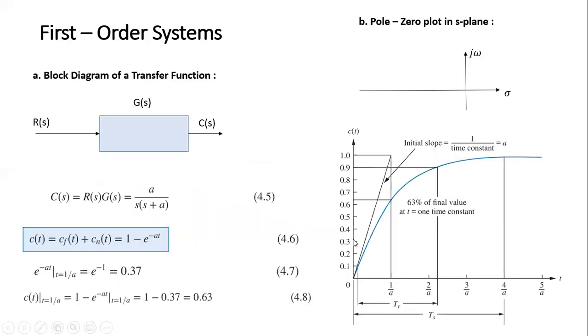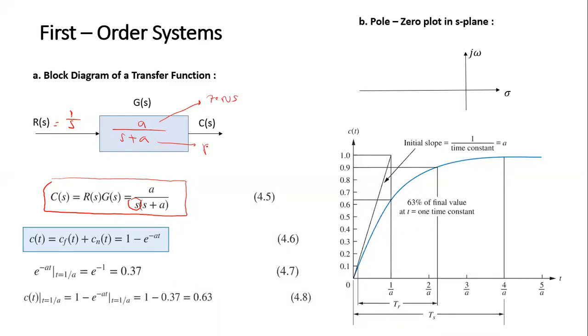Okay, next, let's talk about the first order system. One example of a first order system is a over s plus a. In a block diagram, it will be a over s plus a, with a unit step as the input here. In terms of poles and zeros in the s plane, this is the zero and this is the pole. The first order system only has one pole.